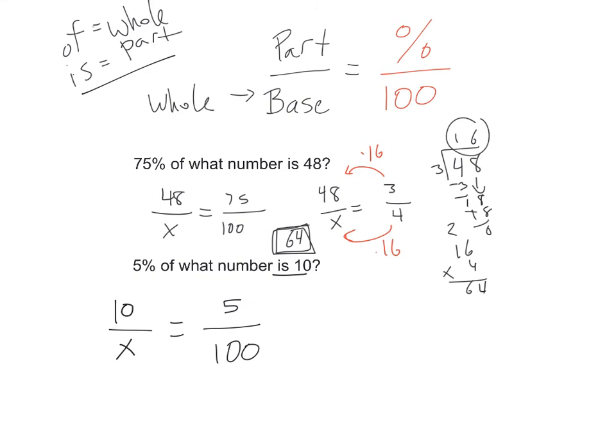So this one's actually easy because what do you do to a 5 to make it a 10? Times 2. So what do you do to 100? Times 2. And your x ends up equaling 200. That's our answer. So 5% of what number is 10? Well, 5% of 200 is 10. And that makes sense, right? Because 5% isn't a whole lot compared to the whole. So a very small part of some number is going to equal 10. So a very small part of 200 is actually 10.